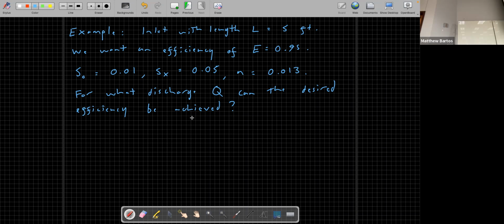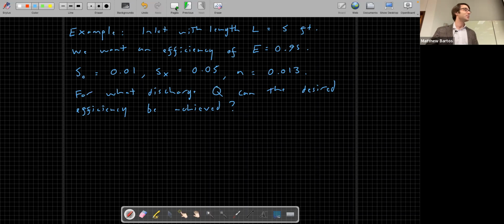All right. Does anyone have an answer to volunteer? 0.19. Anyone else get 0.19? Very good. So what did you do to solve this problem? I solved for L using the efficiency that we wanted. Exactly. The idea here was essentially to combine the two equations, and with that, we can compute the discharge needed to meet the desired efficiency.